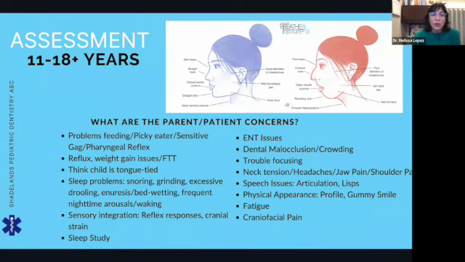Now once you go past that first decade of life, we start to see some of the issues that present with more adults.